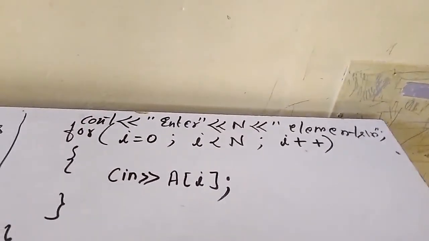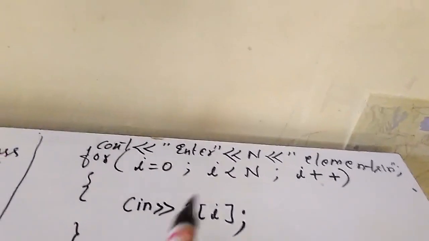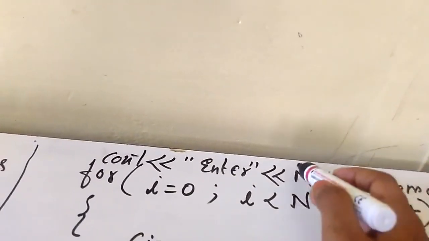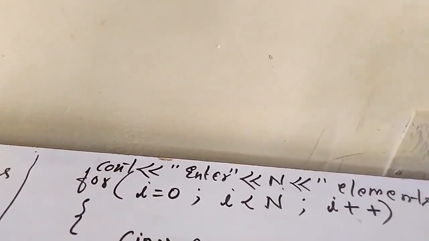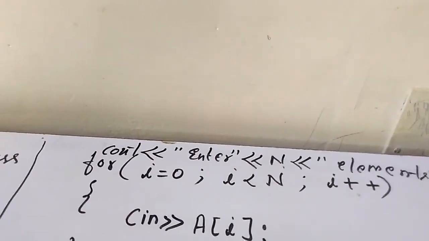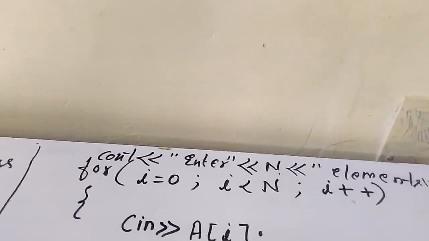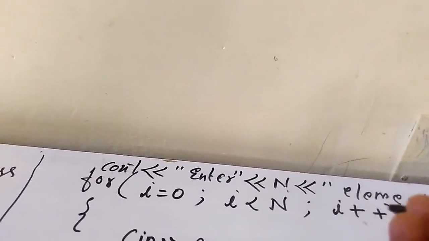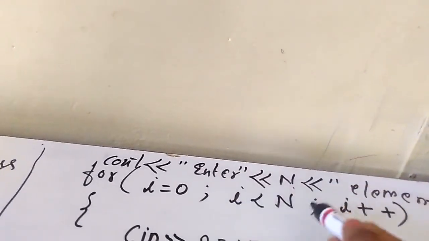Now let us give a statement asking to input that many elements. Enter n elements. n is a memory name. That's why I did not use double quotes here. If you use double quotes, it will display n only. I want to display the content which is present in n. If input is 5, then n contains 5. It displays enter 5 elements.